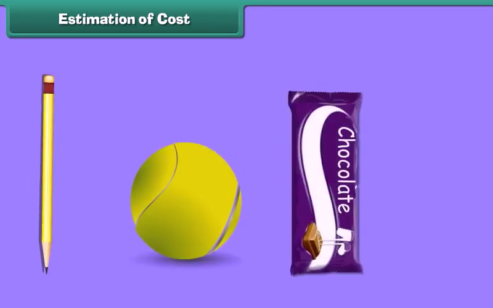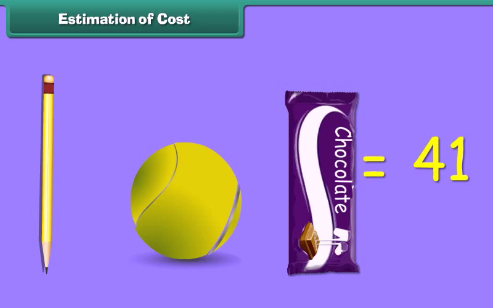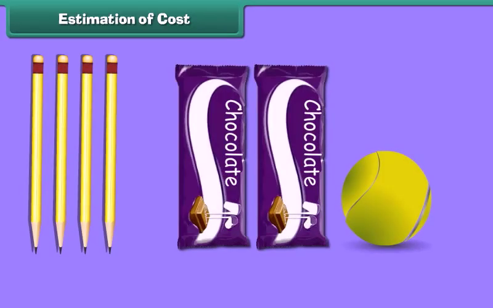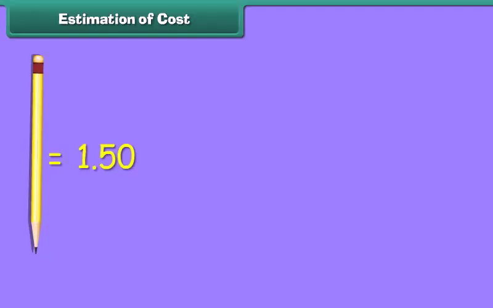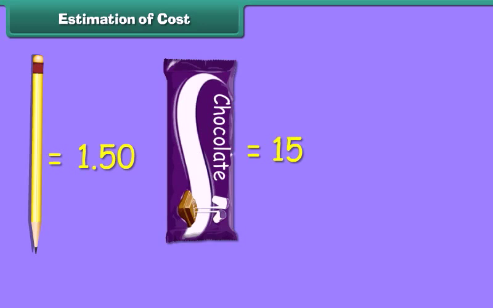Estimation of cost means calculating total cost of different items. We understand it by taking an example. What will be the total cost of 4 pencils, 2 chocolates, and 1 tennis ball? If the unit cost of pencil is 1 rupee 50 paisa, unit cost of chocolate is rupees 15 and tennis ball is rupees 5. Now we calculate total cost of these items.